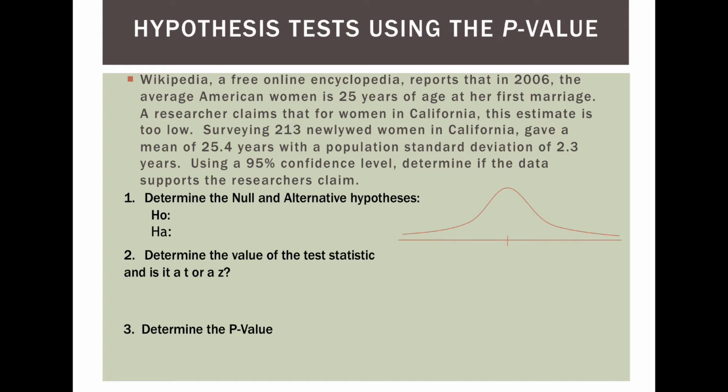So first, let's take a look at our null and alternative hypotheses. Here, when we talk about the number that's in dispute, it's the average age of women at her first marriage.